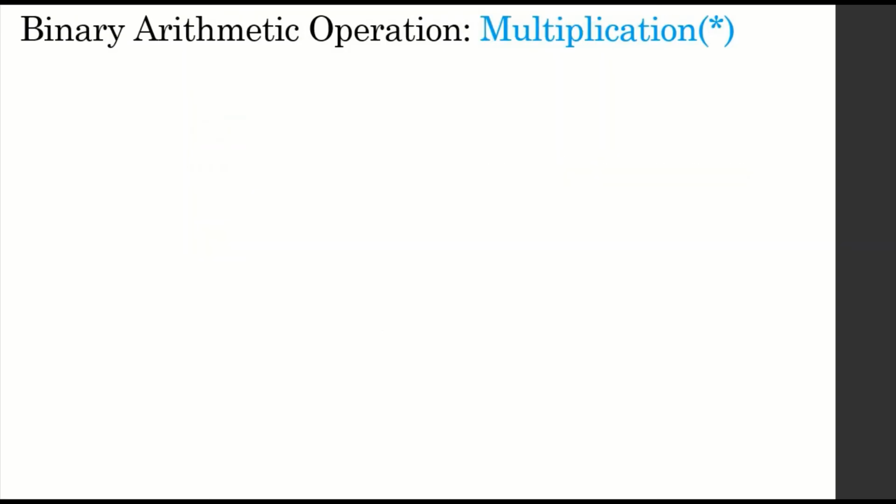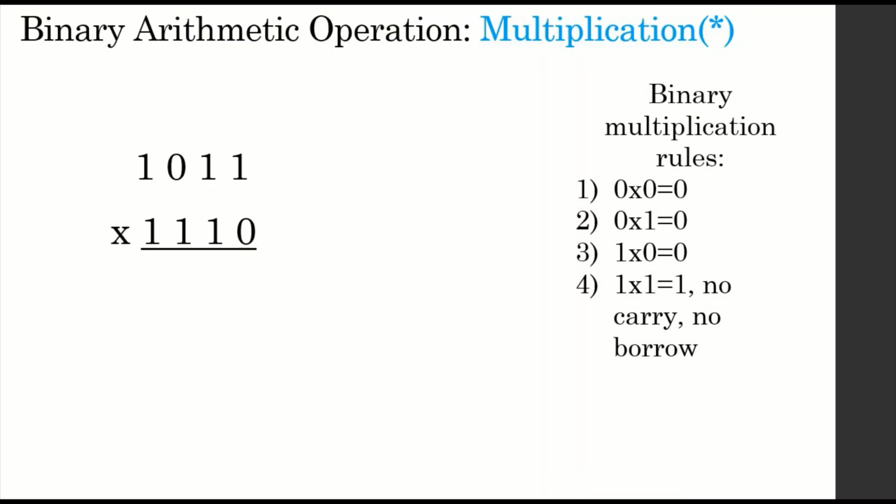The next operation is called multiplication. So we are going to multiply 2 numbers, 1011 with 1110. The rules of multiplication are simple and clear. Rule 1: 0 times 0 is 0, 0 times 1 is 0, 1 times 0 is 0, 1 times 1 is 1. Then we don't carry and we don't borrow. So 1 times 0 is 0, then 0 times 1 is 0, and so on and so forth.